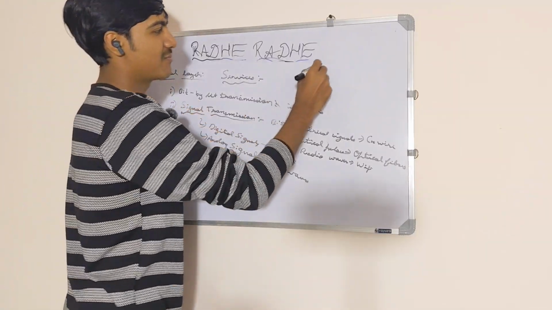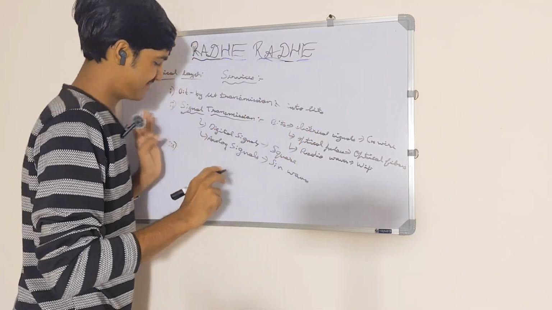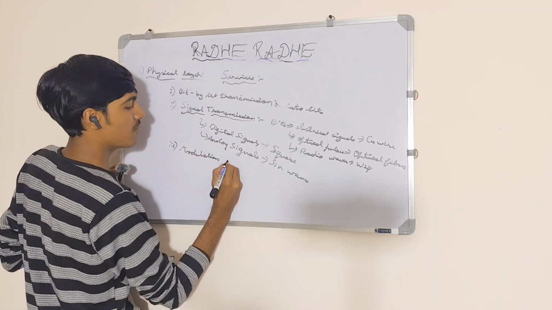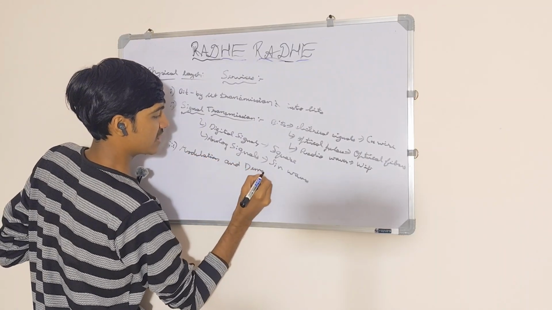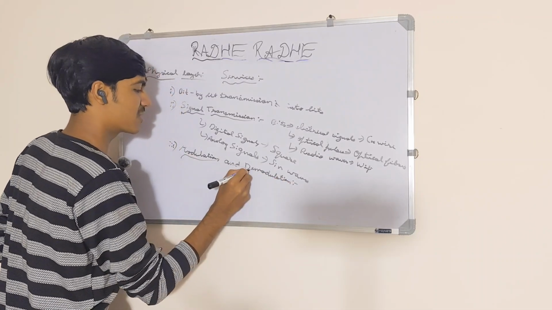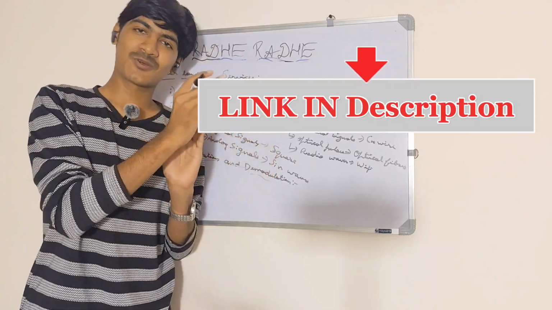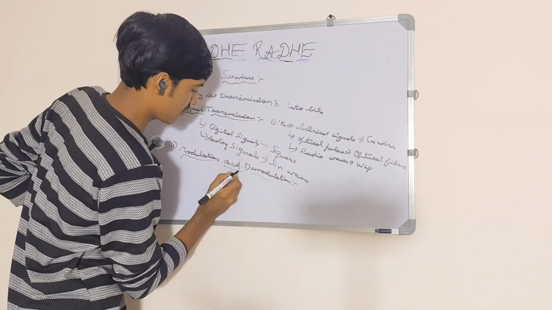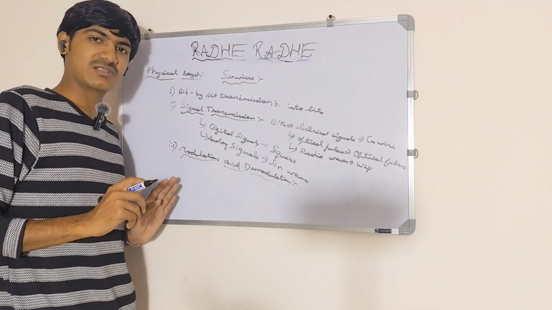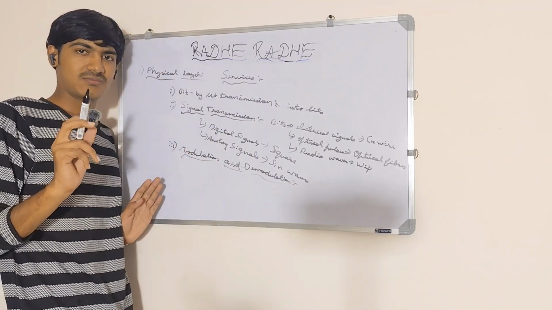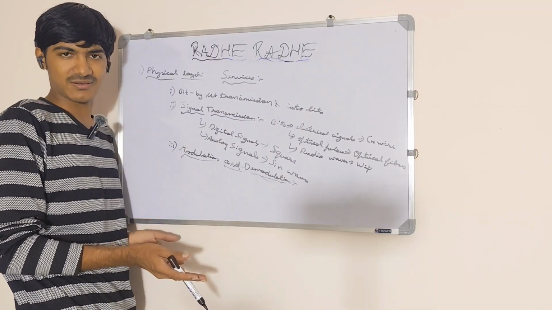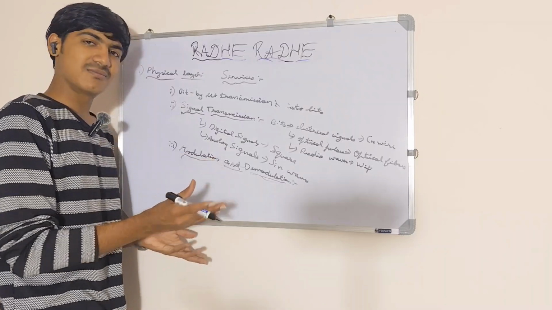What is the third major function? I told you the modem operates on the physical layer. Physical layer is responsible for modulation and demodulation. If you don't know about this, or if you have forgotten, go to my channel. Modulation is converting digital signals into analog signals, and demodulation is converting analog signals to digital signals.